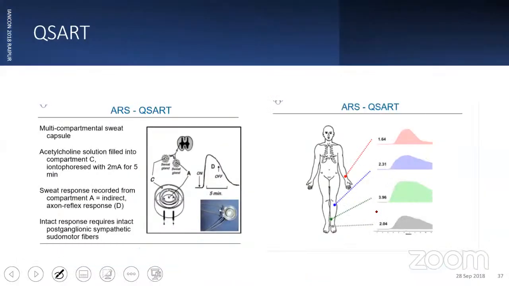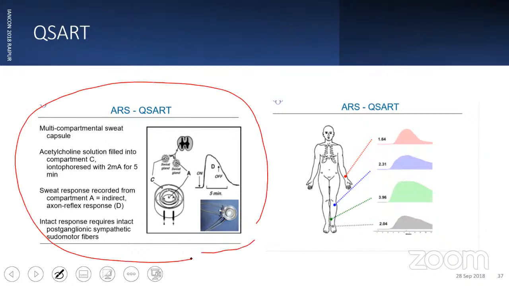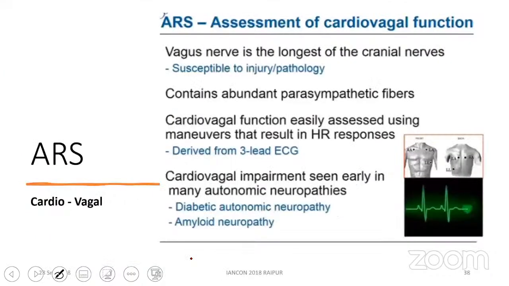So this will involve the multi-compartmental sweat capsule. Acetylcholine solution is filled into compartment C, and iontophoresis is done with 2 mA for 5 minutes. Sweat response is recorded from compartment A, the indirect axon reflex response. So this is the QSART test, which we don't have to do. We have other methods we are using, but for learning's sake, you can do this.